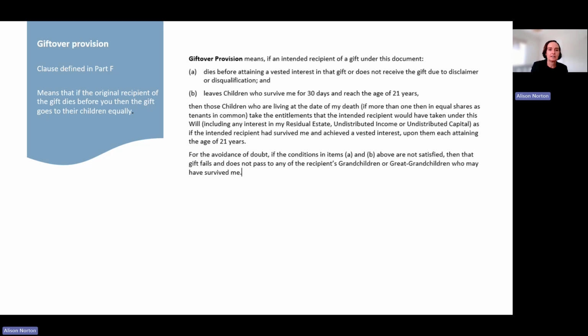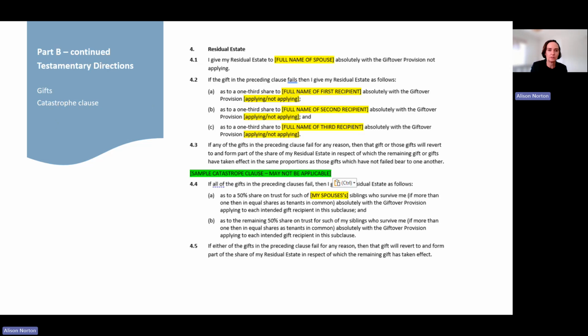So that's something you need to understand, because in the next part where we've made the actual gifts in your will, so this is under residual estate, usually you can do whatever you like, but usually couples will leave everything to each other first. So this 4.1, I give my residual estate to my spouse, we'll list their full name. Absolutely, with the gift over provision not applying. So we don't want it to apply to that gift, because we want it to apply to the gift in the next level down. So if the gift to the spouse fails, then you divide your estate as follows.